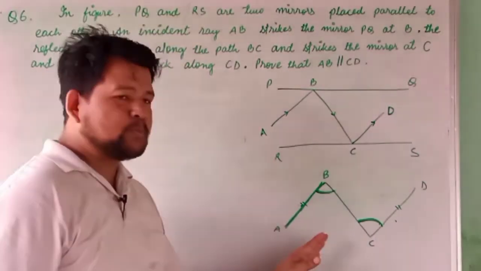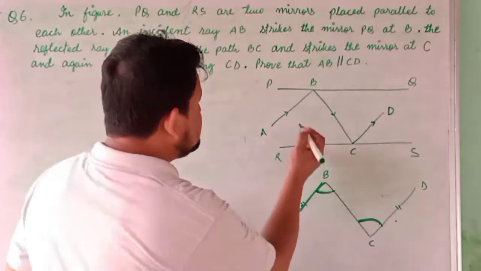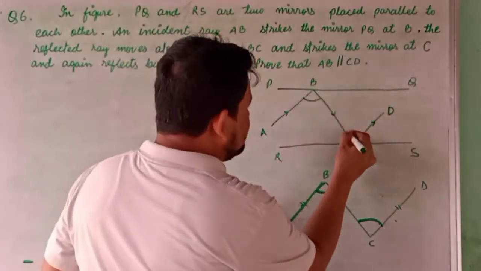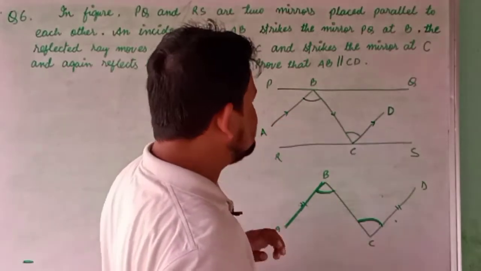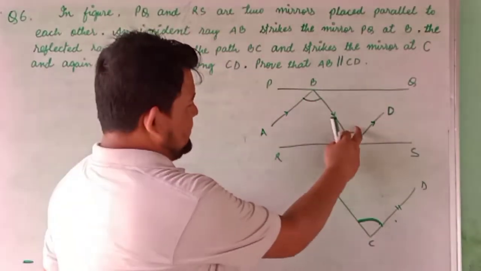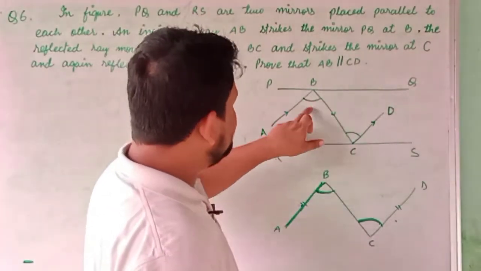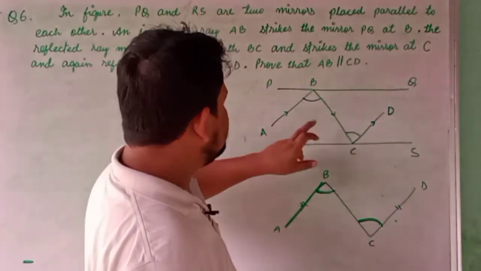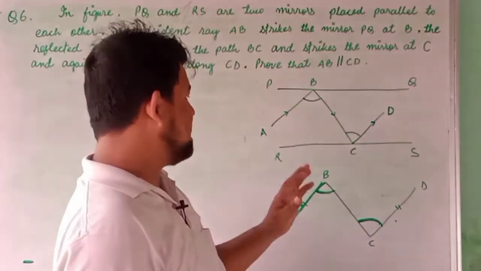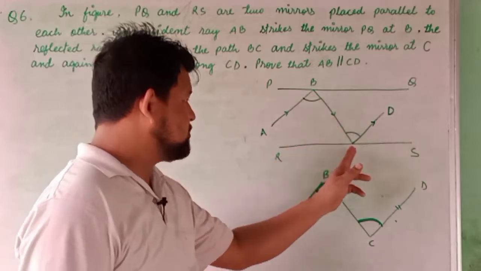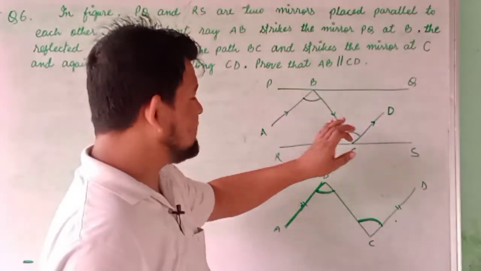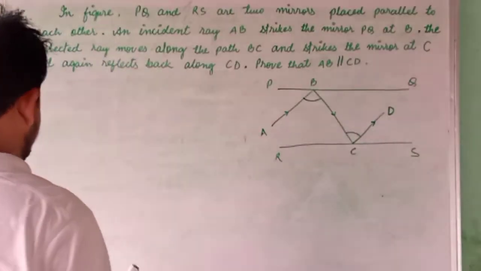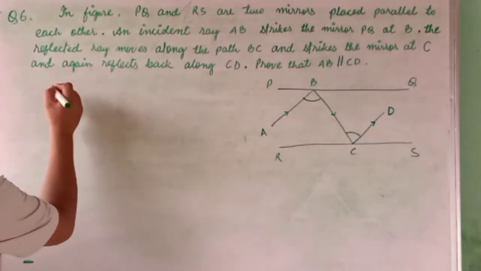So let's see how to prove now that this angle and this angle are equal to each other. If we can prove these two angles are equal, then they are alternate angles also, so AB is parallel to CD, we can say. But how to prove that these two angles are equal? Let's solve now. Solution.